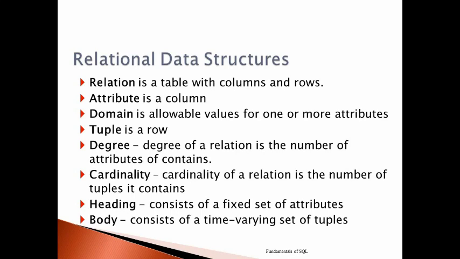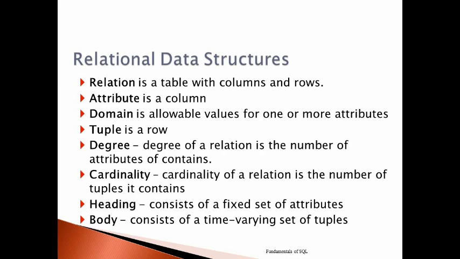Domain is basically the allowable values for one or more attributes. If we're supposed to have integers there, or if we are supposed to have alphanumerics, that's basically what we're talking about. And a tuple would be a row. A table is composed of rows and columns. So if we have attributes formed in the columns, then if you look at this data from the perspective of the row, that becomes a tuple. Then we can have degree of relationship, which would be the number of attributes of a constraint.